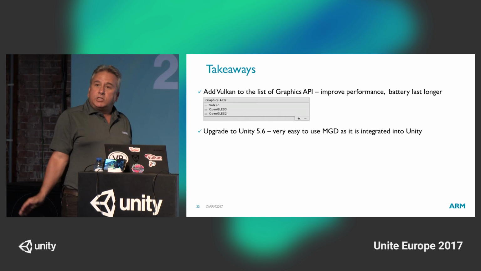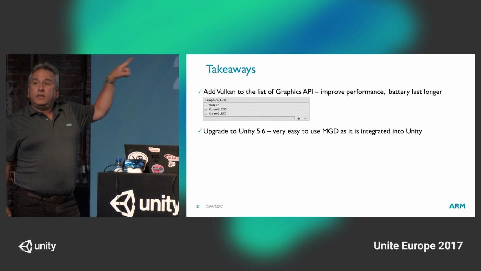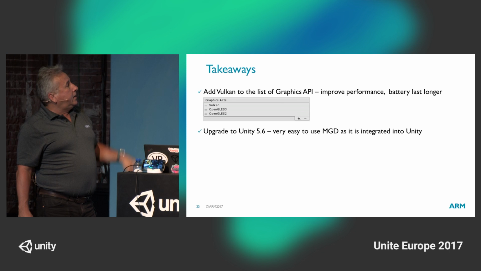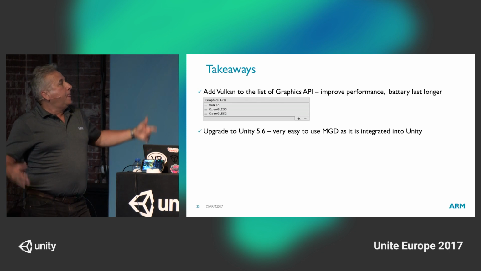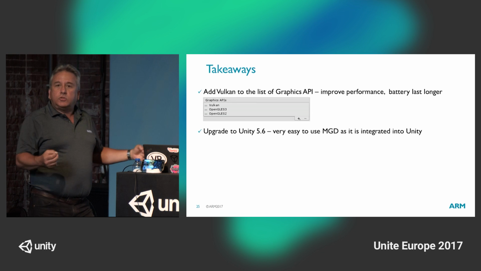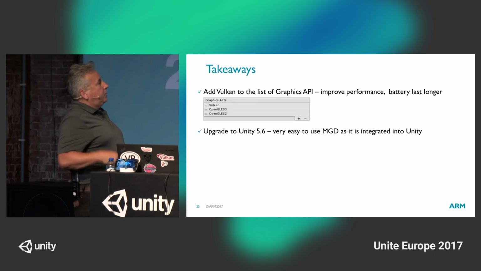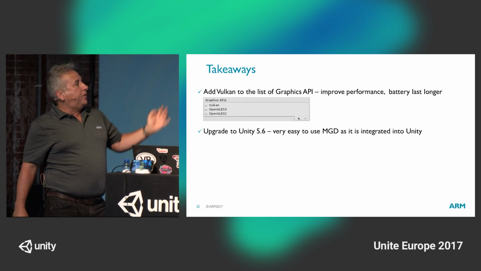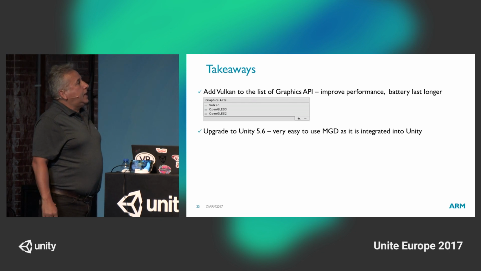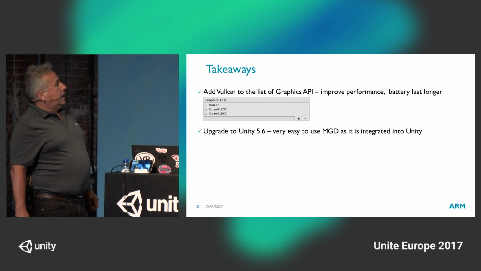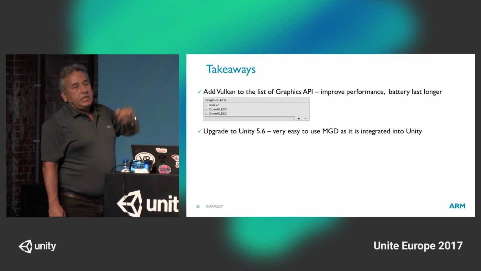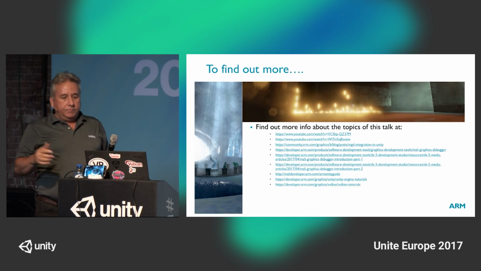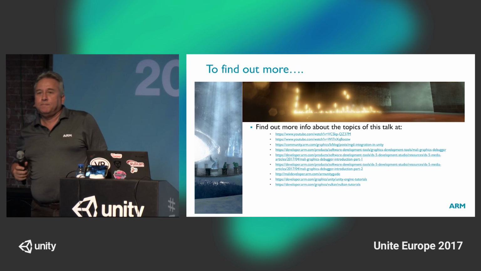So the takeaway from the talk: first, add Vulkan to the list of the graphics APIs supported by your application. You will get for free, for running on Vulkan, improved performance and your battery will last longer with your game. And also, if you haven't done so yet, upgrade to Unity 5.6. So I'm ready for questions, if any.